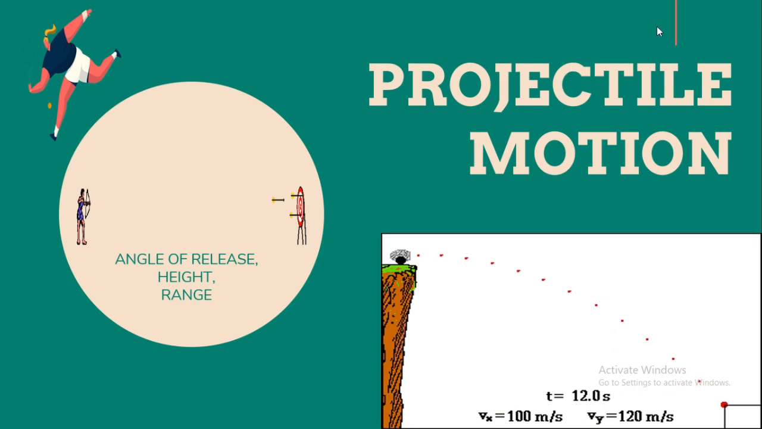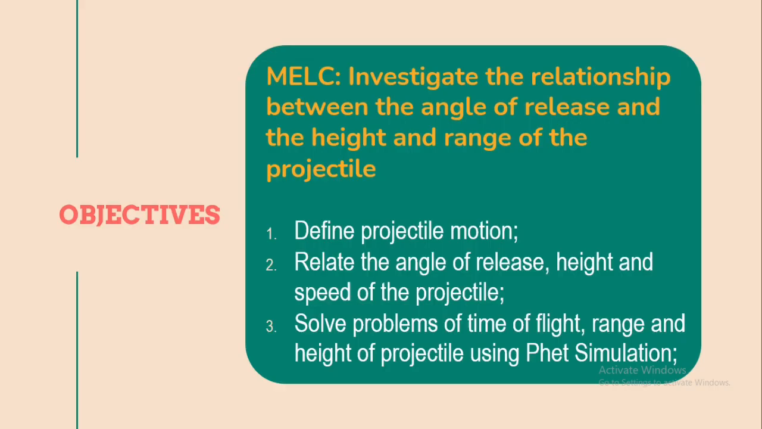Good day, learners. Today we're going to talk about projectile motion. Our objectives are: first, define projectile motion and investigate the relationship between the angle of release and the height and range of the projectile. Second, relate the angle of release, height, and speed of the projectile. Third, solve problems of time of flight, range, and height of a projectile using the PhET Simulation.